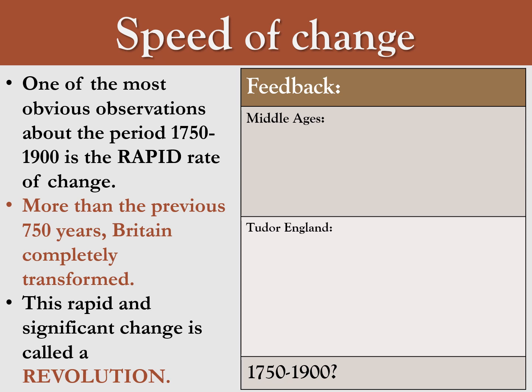Now, the important thing to point out here is that one of the biggest things we notice about this period, 1750 to 1900, is the rapid rate of change. More happens in this relatively short period than the previous 750 years, and arguably Britain completely transformed. This rapid and significant change is what we call a revolution. This is ultimately the period of the Industrial Revolution and the modern world being born in Britain.